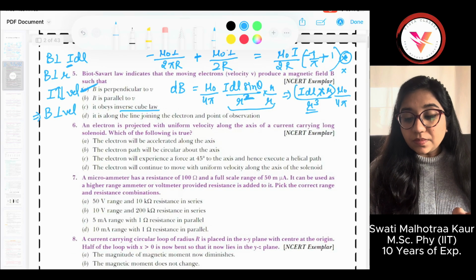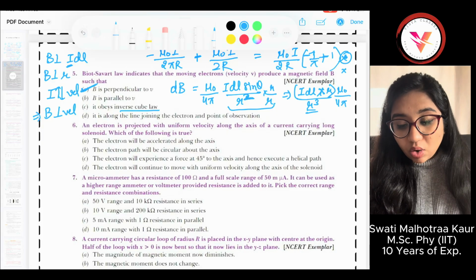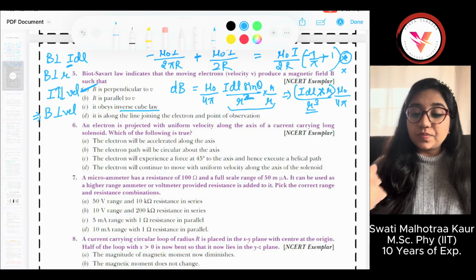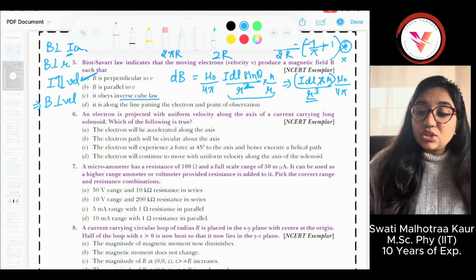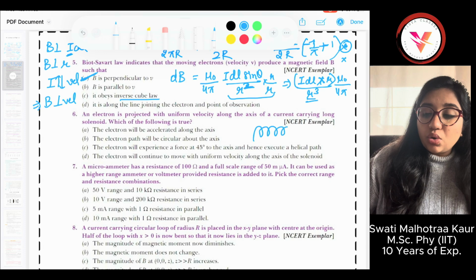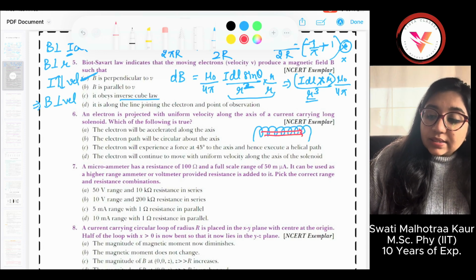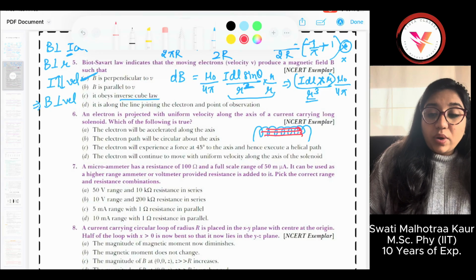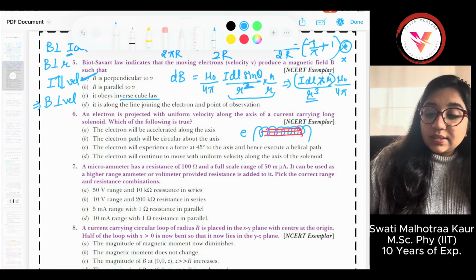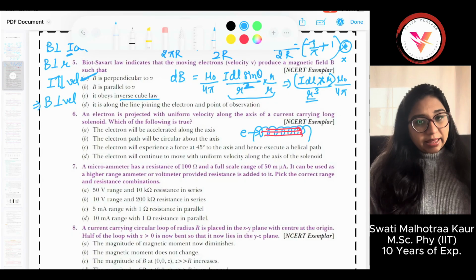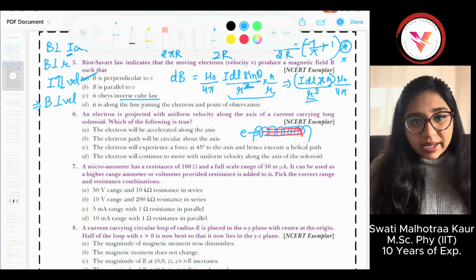An electron is projected with uniform velocity along the axis of a current carrying long solenoid. Which of the following is true? So you have a solenoid. It's very easy. The magnetic field is like this. It is uniform inside the solenoid, and the electron is projected with uniform velocity along the axis. The electron itself is moving in the direction of the magnetic field, so it keeps moving in the direction of the magnetic field without any acceleration.